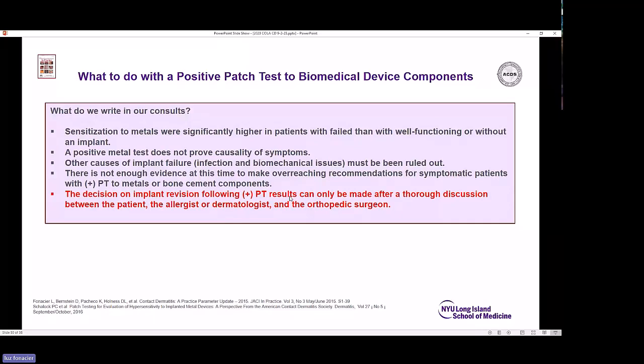So it's hard to make conclusions, but it's good to know what the positive patch tests are. And also, I think more important, a negative patch test tells you that there is no evidence of delayed hypersensitivity going on at this time. So for me, a negative patch test is easier to deal with than a positive patch test.